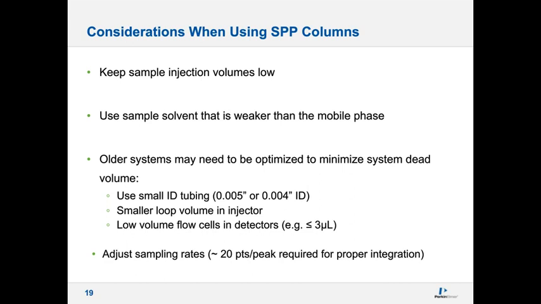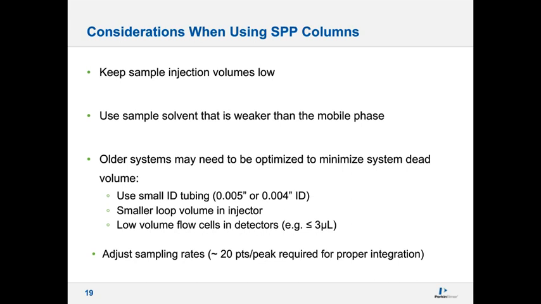Flow cells in UV detectors can also impact the peak dispersion. Narrow peaks are typically dispersed by larger flow cells, and this will reduce the efficiency and can result in loss in resolution for closely eluting peaks. Use of lower volume flow cells can help to minimize this.